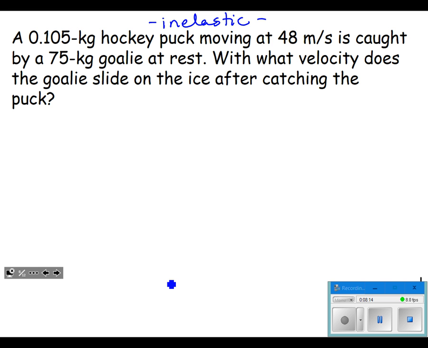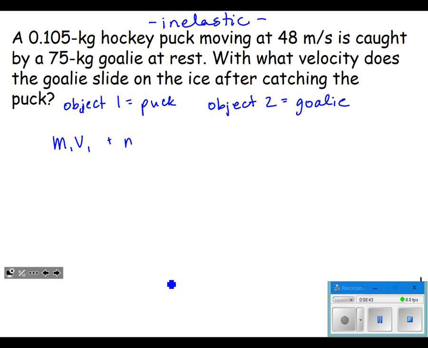Okay, so I like to also always write down what my objects are. So I'm going to say that object 1 is my puck, and object 2 is my goalie, just to keep things separated. Okay, since we said it was inelastic, did they start apart or together? They started apart, so we would do M1 V1 plus M2 V2 equals (M1 plus M2) V, because they ended up together.